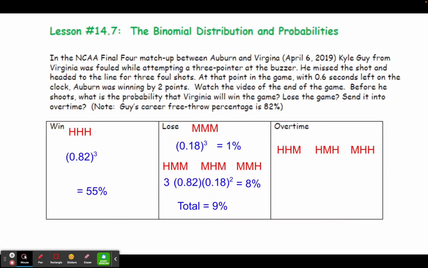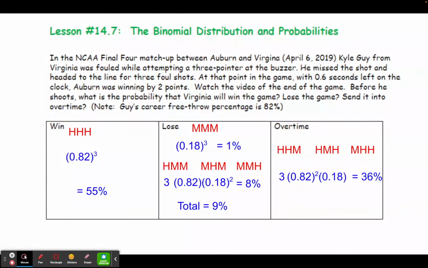Now, the last scenario is that they go to overtime. And here he has to hit 2 and then miss 1. So hitting 2 would be 0.82 times 0.82. Missing 1 would be 0.18. And we can multiply those in any order. So I'm going to just simplify that using some powers. And then because there are 3 different ways for that to happen, we'll put that coefficient of 3 out in front. And that gives us a total probability of about 36%.